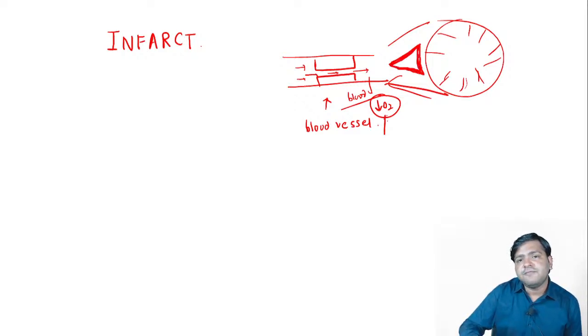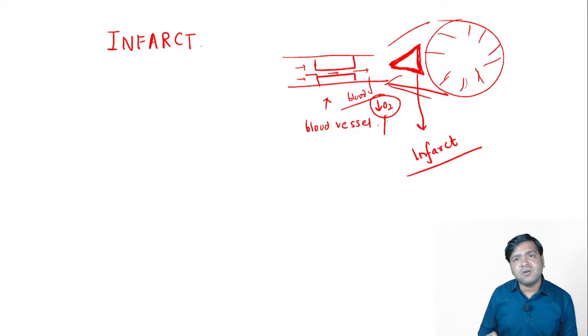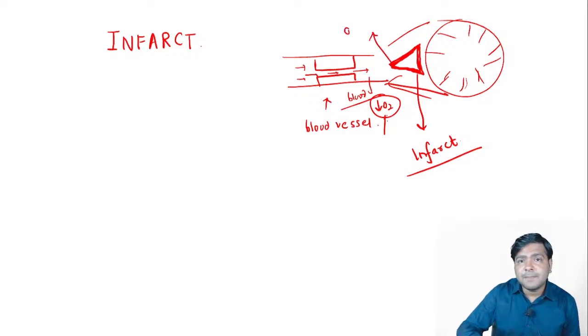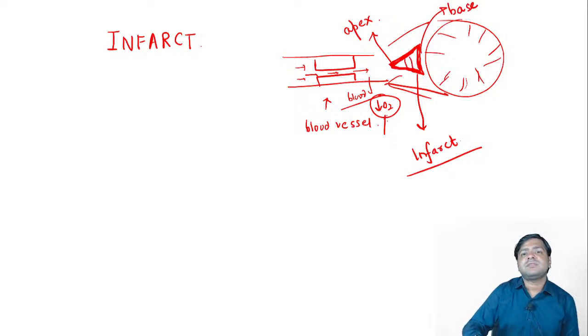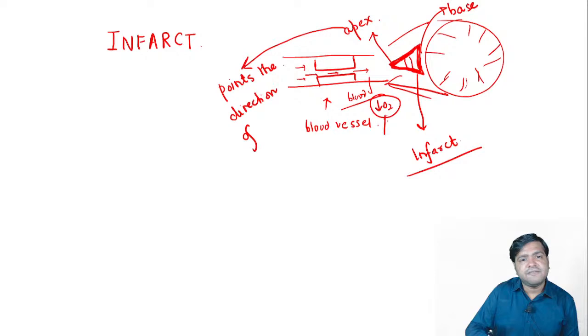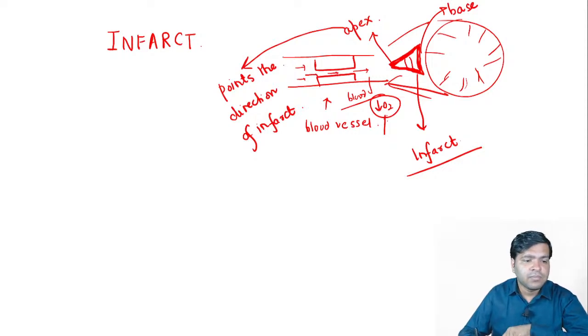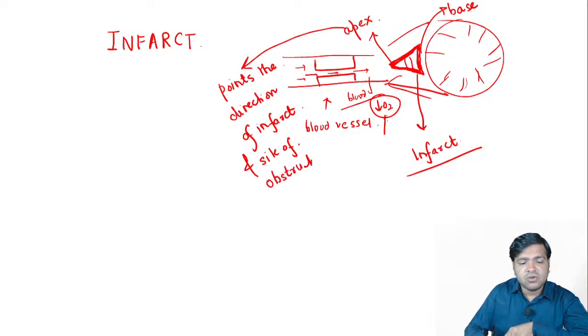There will be formation of an infarct, and this is the infarct which you can see. This infarct is basically due to a decrease in the levels of oxygen, a decrease in the blood supply to that particular area, and it will manifest like this with an apex and ultimately with a base. Remember that the apex points the direction of the infarct and the site of obstruction.